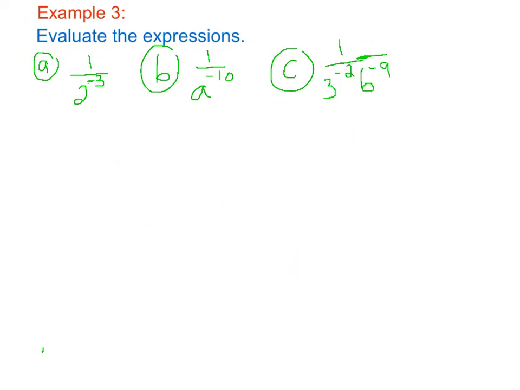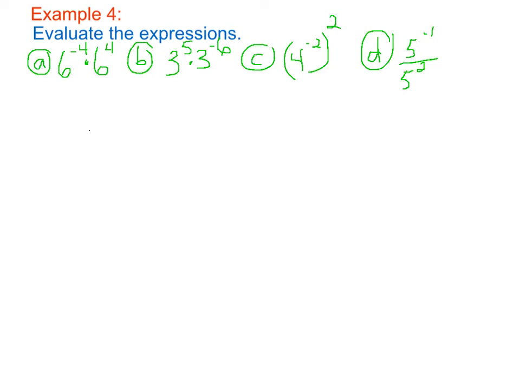This also goes the other way. So we have 1 over 2 to the -3rd. That's like saying we have 2 to the +3rd. In part B, if we have 1 over a to the -10th, that's like saying a to the +10th. If we have 1 over 3 to the -2 times b to the -9th, that's like saying we've got 3 to the +2nd and b to the +9th, and this equals 9 times b to the 9th.